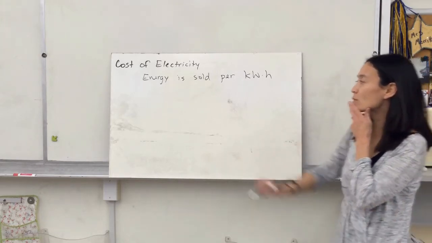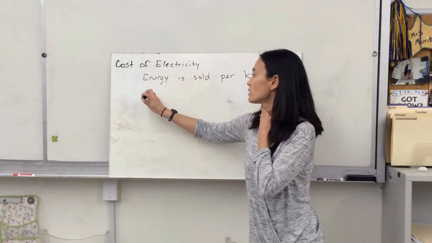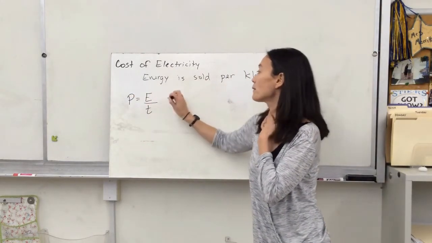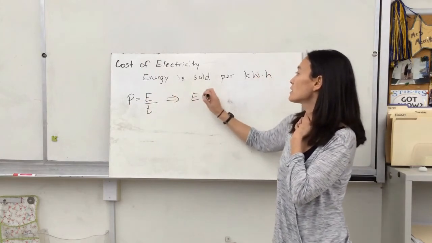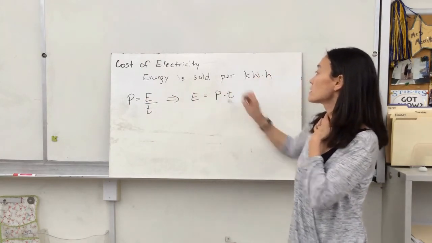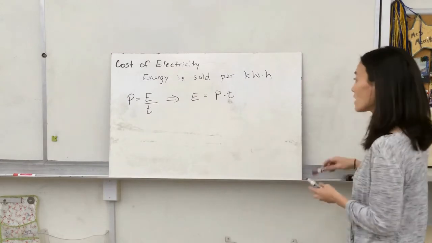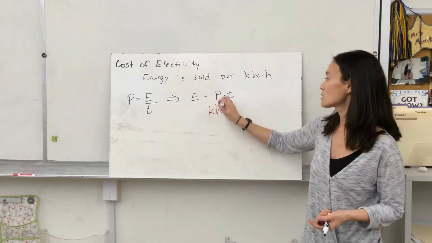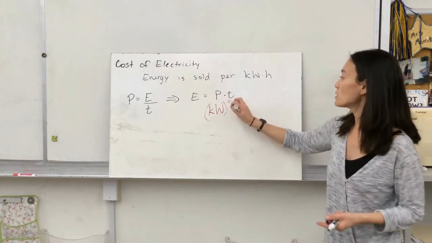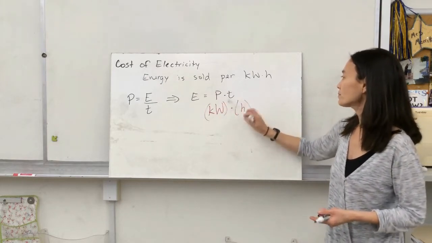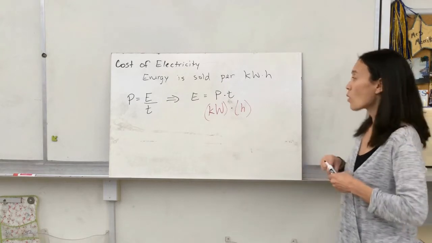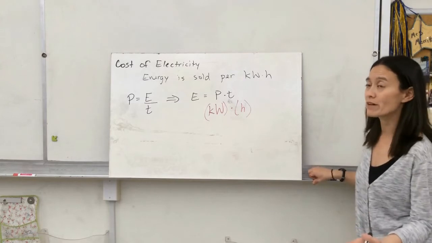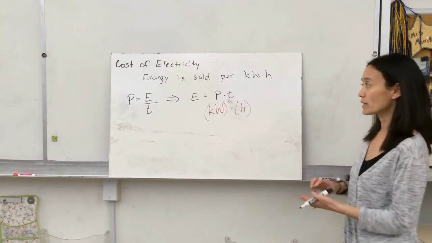Well, let's think about this. If power is energy divided by time, then energy is just power times time. And if we have power in the units of kilowatts, and time in the units of hours, we can get a kilowatt hour. So oftentimes you will be figuring out how many kilowatt hours have I consumed, and then how do I find what that cost is?